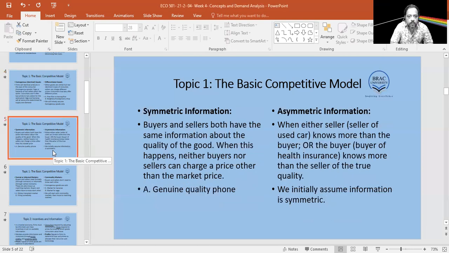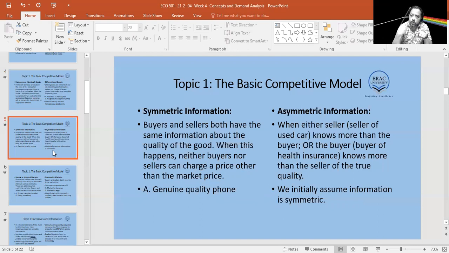This condition we have discussed in detail in week 2, that buyers and sellers both have symmetric information. That means buyers and sellers both have the same set of information about the actual quality of the product. If that is the case, then the buyers cannot offer a lower price because they know what the quality is. The sellers also can't charge a higher price because the buyers know what the quality is.